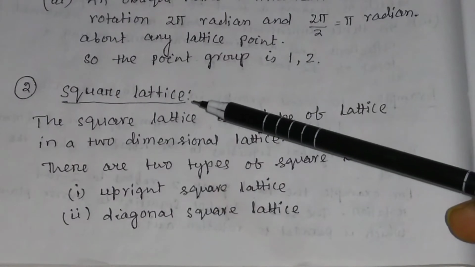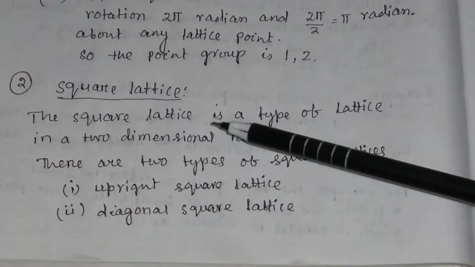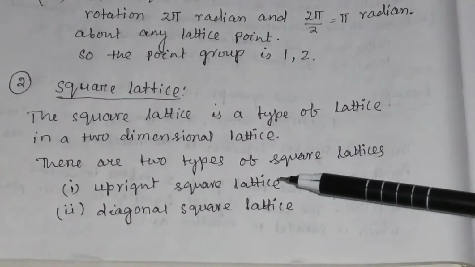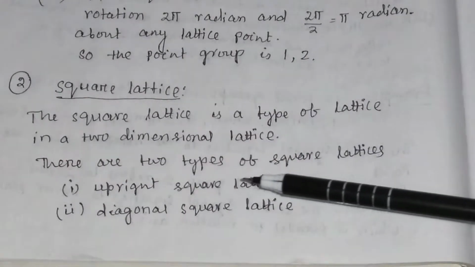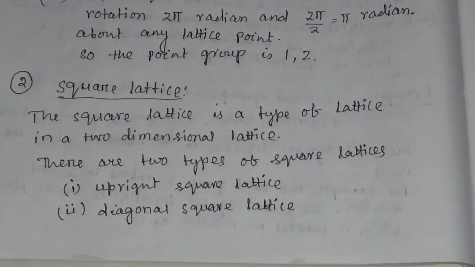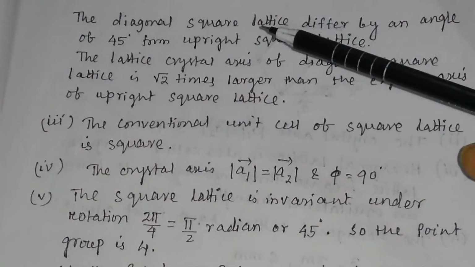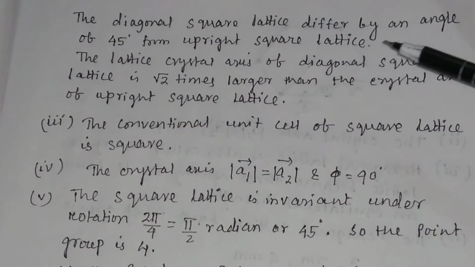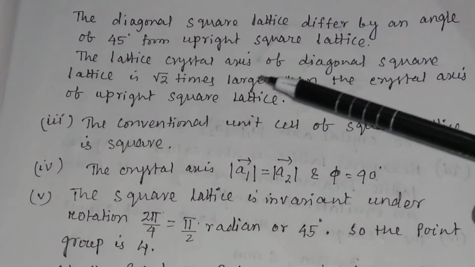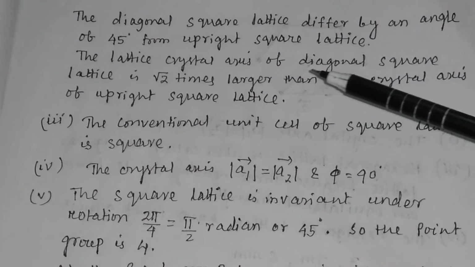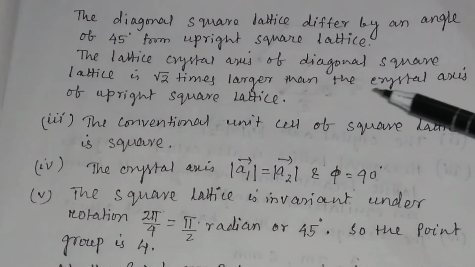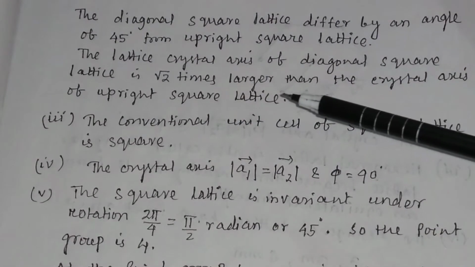Next is the square lattice. A square lattice is a type of lattice in 2 dimensions. There are 2 types of square lattices. One is the upright square lattice, and the second one is the diagonal square lattice. The diagonal square lattice differs by an angle of 45 degrees from the upright square lattice. The lattice crystal axis of the diagonal square lattice is √2 times larger than the crystal axis of the upright square lattice.